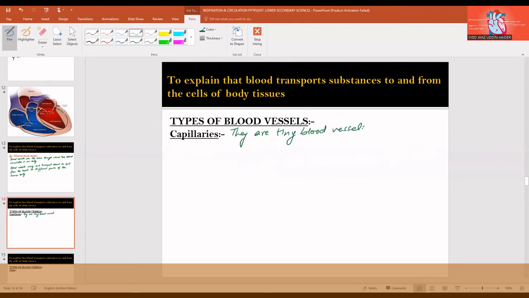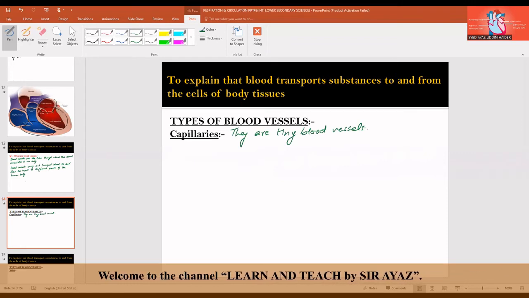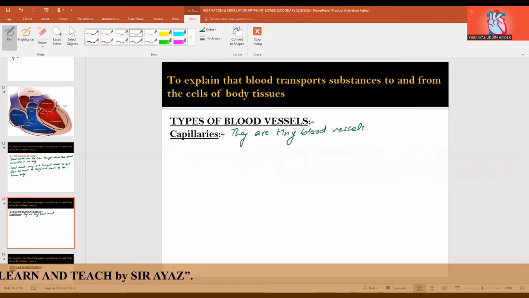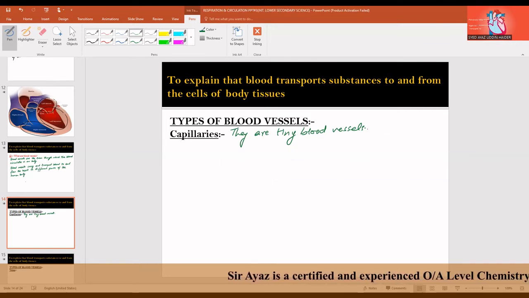They have thin walls so that oxygen and nutrients from the blood can pass easily and get into organs and tissues. These tiny blood vessels take away waste products like carbon dioxide from our tissues.